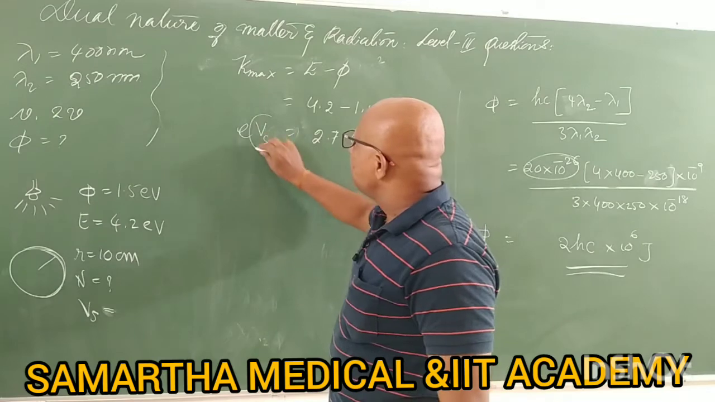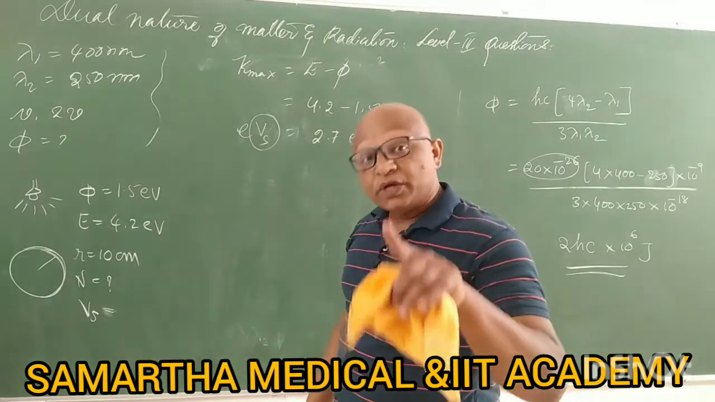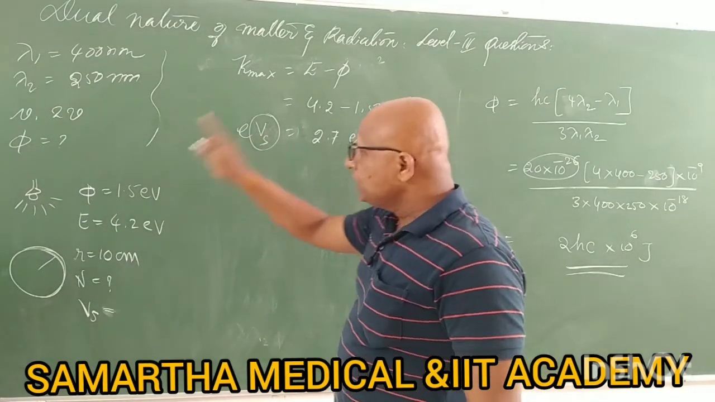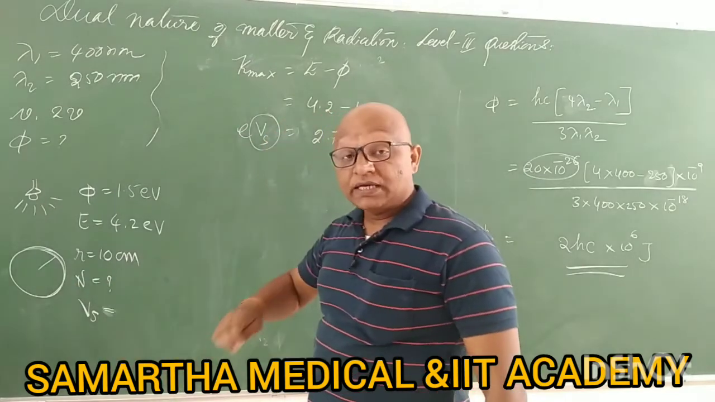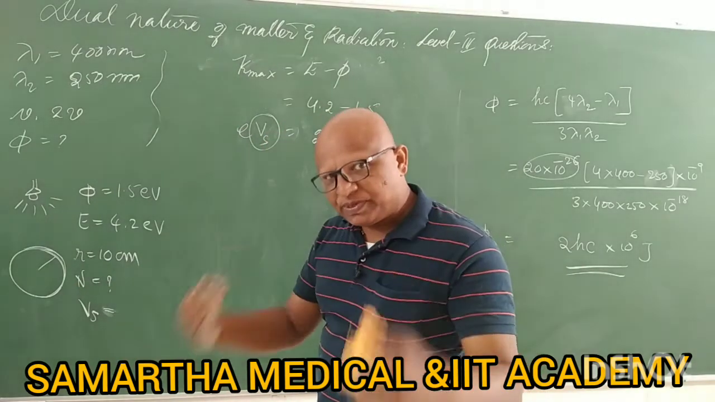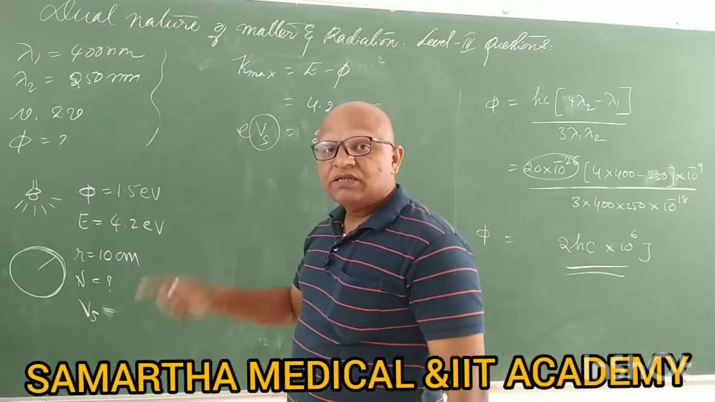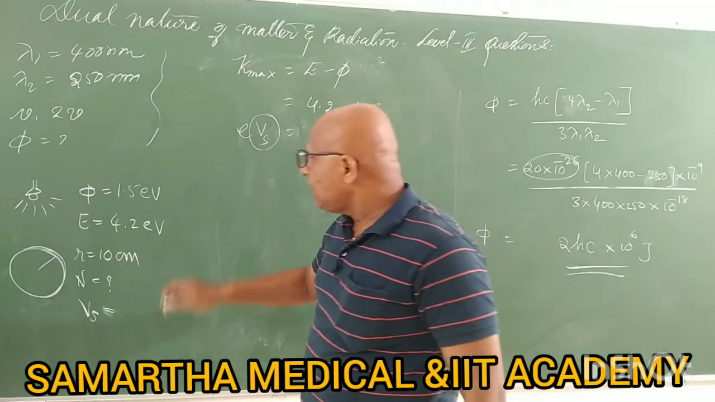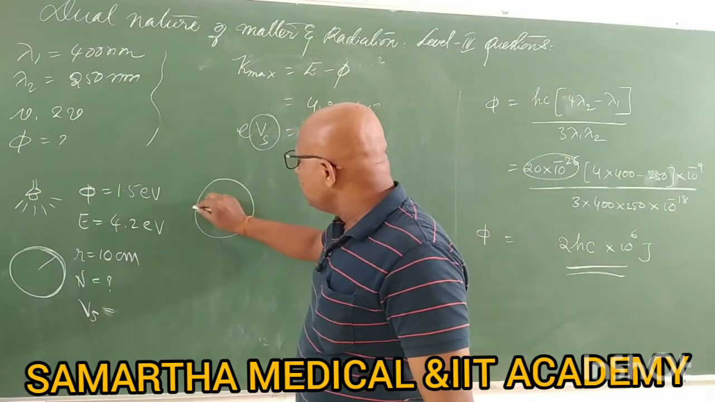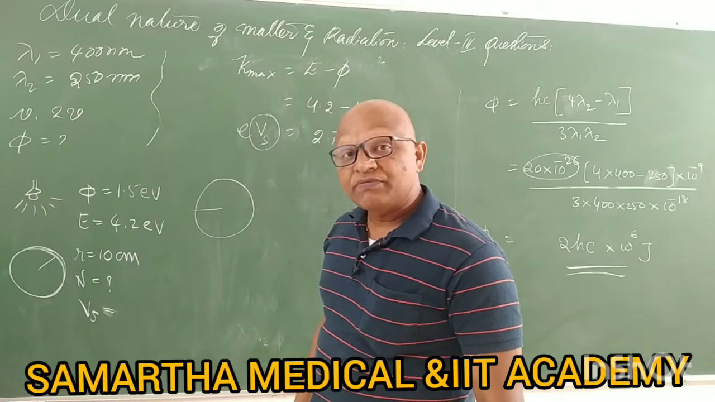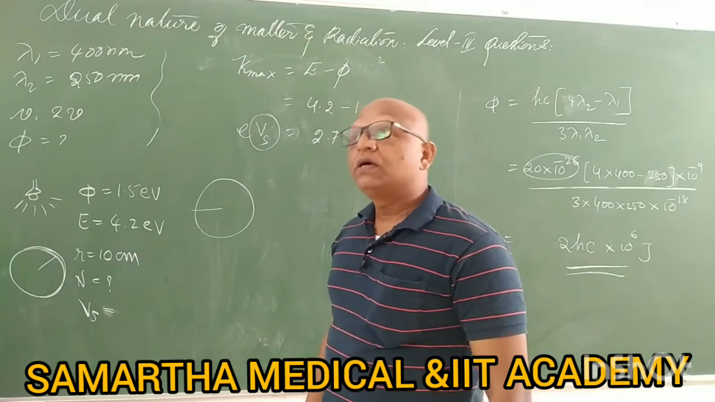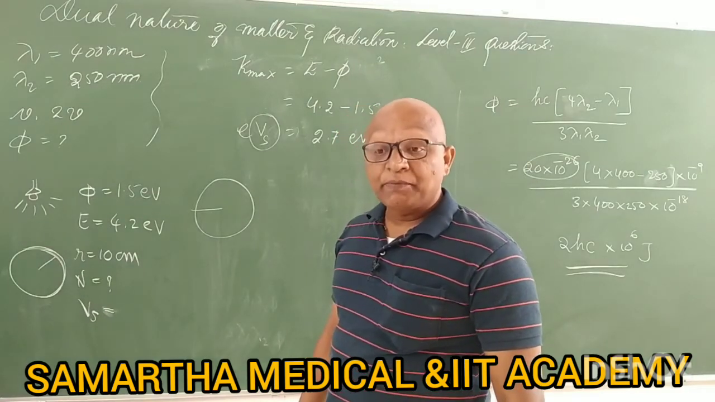eVs, what is this Vs? Vs is the potential, and the potential of the sphere we are asking for. We are asking for the potential of the sphere. So what is the formula for potential around a sphere? Potential due to a spherical charged surface. Do you remember the second chapter, electric potential and capacitance?